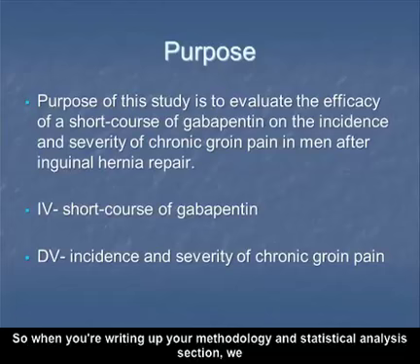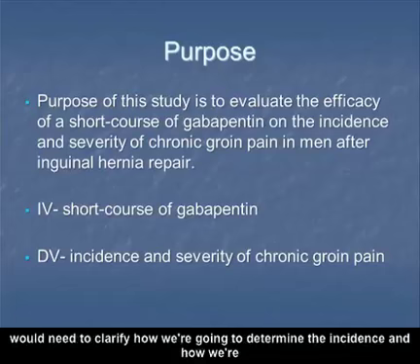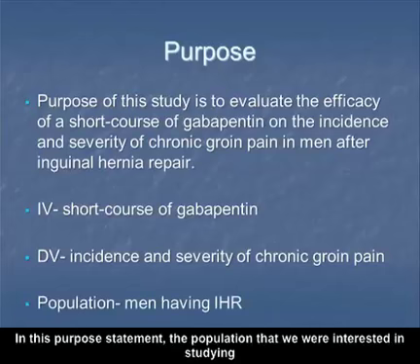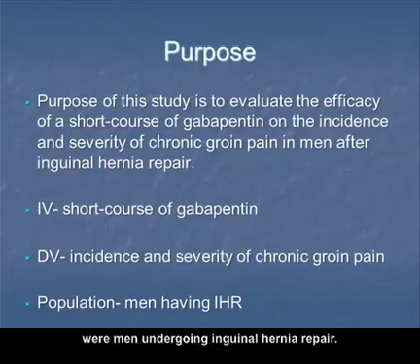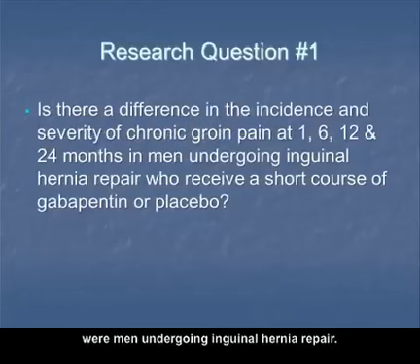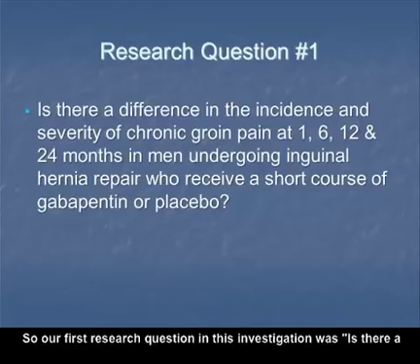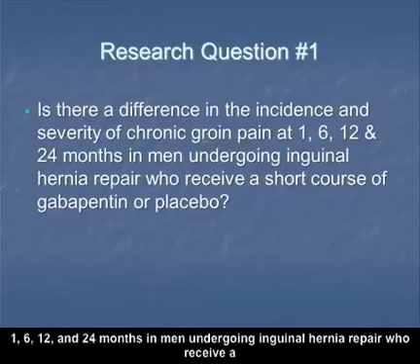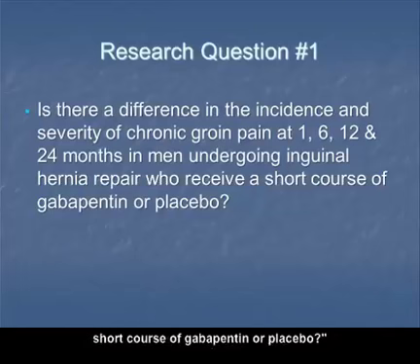So when you're writing up your methodology and statistical analysis section, we would need to clarify how we're going to determine the incidence and how we're going to determine or measure the severity of chronic groin pain and when. And in this purpose statement, the population that we are interested in studying were men undergoing inguinal hernia repair. So our first research question in this investigation was, is there a significant difference in the incidence and severity of chronic groin pain at 1, 6, 12, and 24 months in men undergoing inguinal hernia repair who receive a short course of gabapentin or placebo?